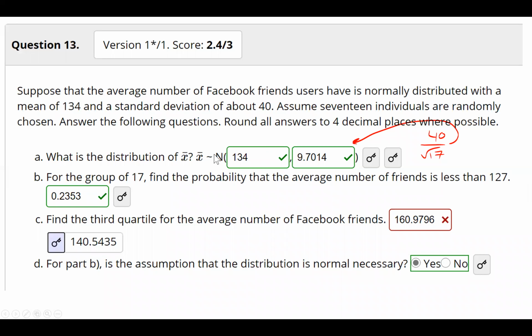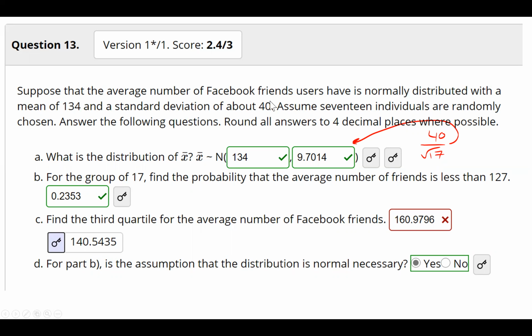We have ourselves the normal distribution. What is chapter 7? Chapter 7 is the central limit theorem. So that's cool, central limit theorem. Let's go with it. Suppose that the average number of Facebook friends of users is normally distributed with a mean of 138 and a standard deviation of 40.